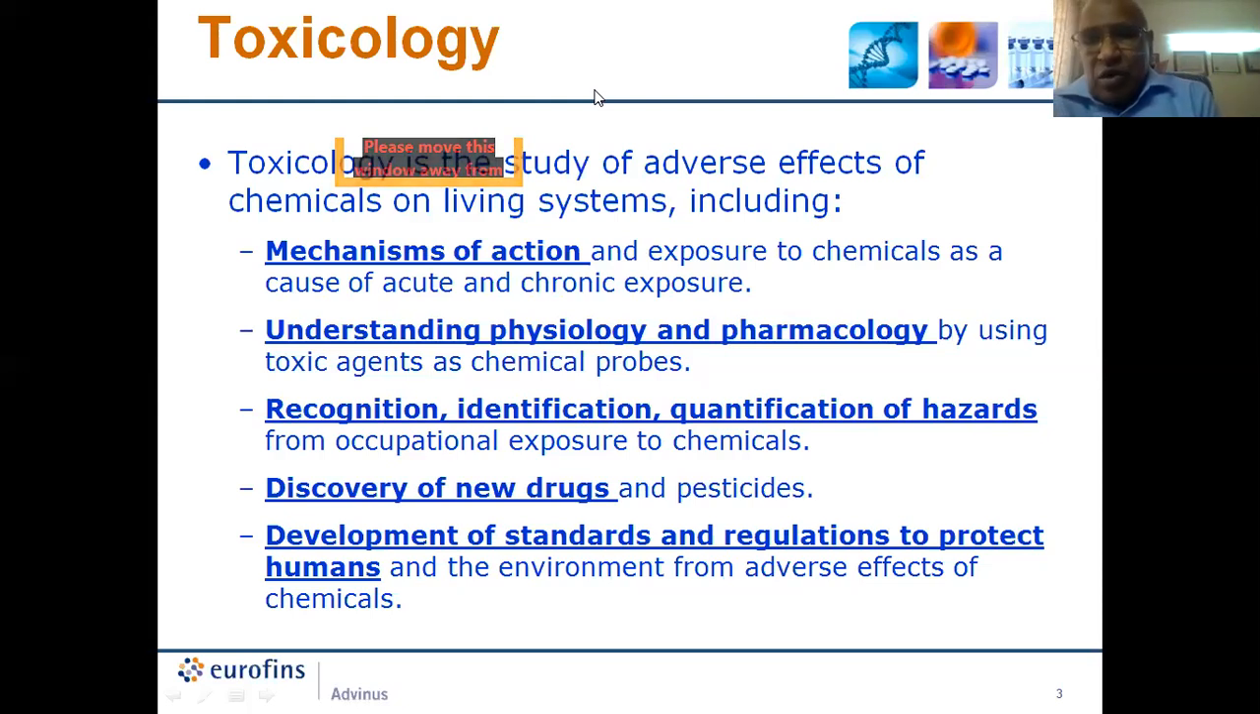Toxicologists play a pivotal role in the discovery of drugs and pesticides and other chemicals. And finally, we are involved in the development of standards and regulations to protect humans. Talking of standards and regulations, toxicologists are involved in the testing of vaccines, in particular the COVID vaccine right now, all across the world. After evaluating the vaccine, they determine the dose of the vaccine to be given to humans. Next slide, please.